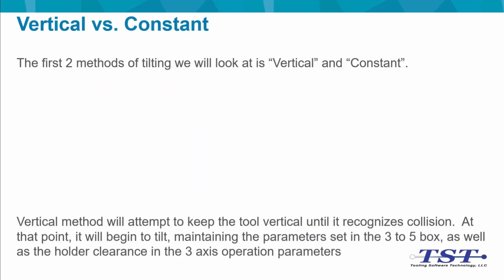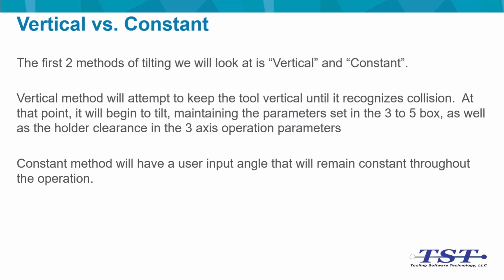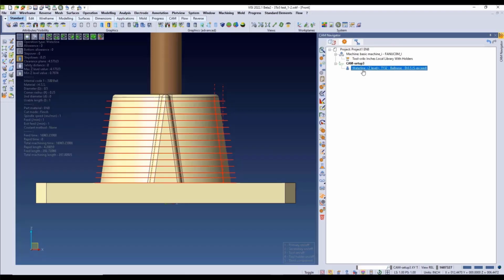Let's go ahead and take a look at some of the different strategy types of the 3 to 5. We have vertical versus constant. Vertical meaning that it'll try to retain a straight up and down cut until it gets to an area where it is recognizing collision with a part against the holder. Then it'll try to create an angle to tilt away from the part. With constant, it'll try to tilt at a constant angle and will remain at the angle the entire cut throughout.